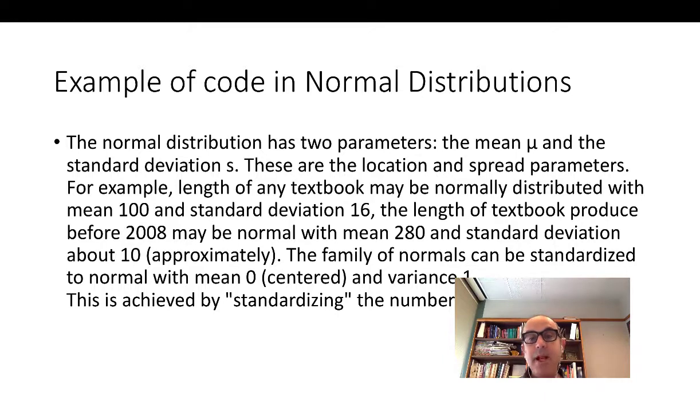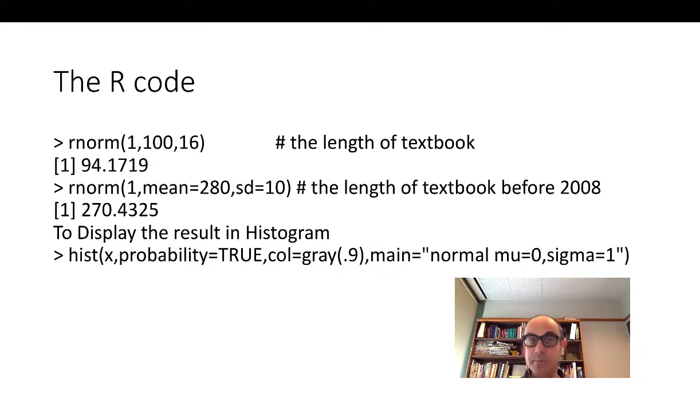The family of normals can be standardized to a normal with a mean of 0 and a variance of 1. This is achieved with the following formula: Z is equal to x minus the mean, divided by S. So, the code in R.